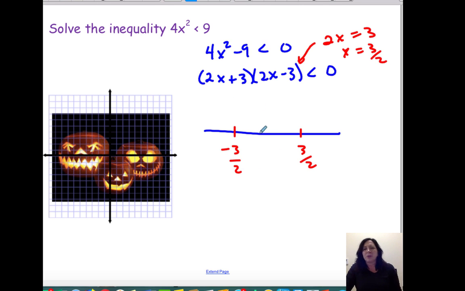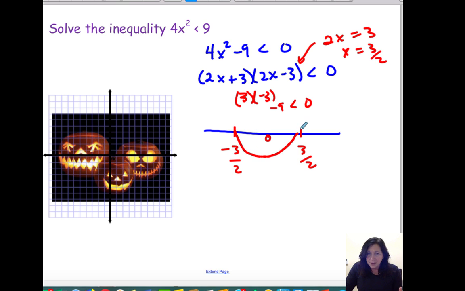Because one's positive and one's negative, I am going to choose 0 to plug in and test my sign patterns. So I'm going to plug in 0. I get 0 times 2 is 0, 0 plus 3 is 3, times negative 3, which is negative 9. And ask yourself, at 0, is negative 9 less than 0? Yes. So therefore, at 0, it's less than, okay? And so my graph is going to look something like this.